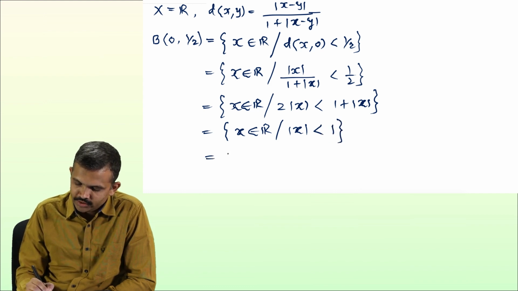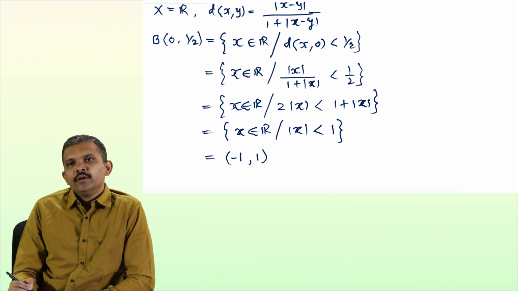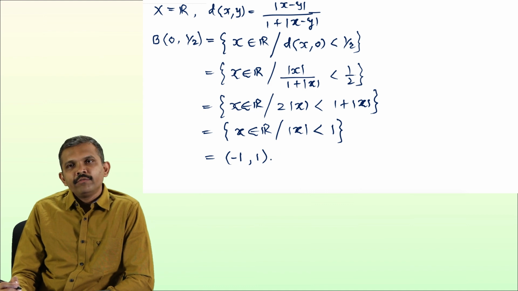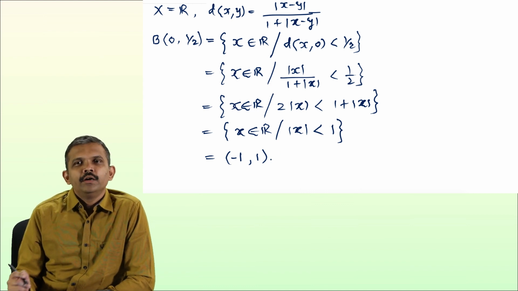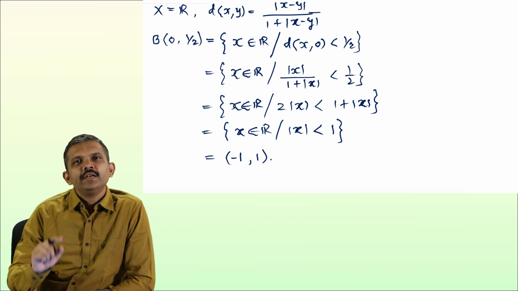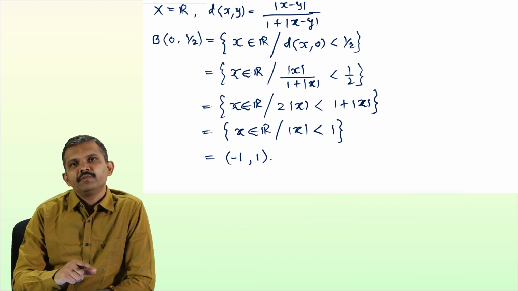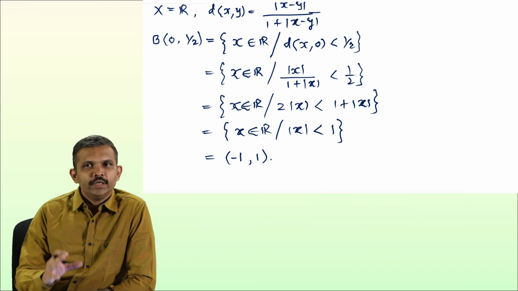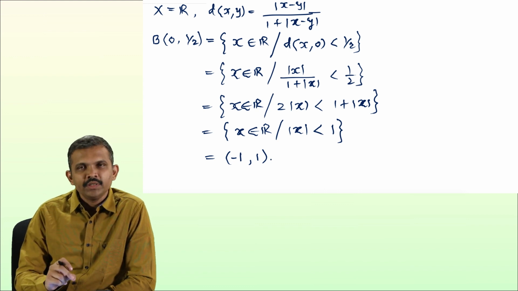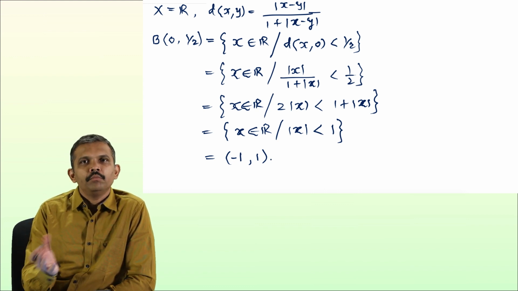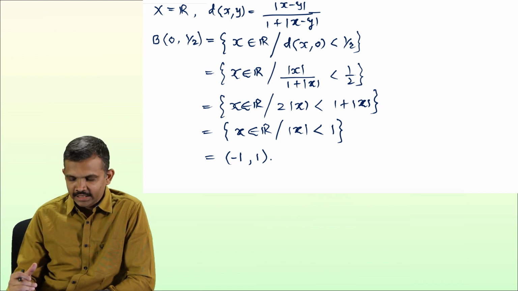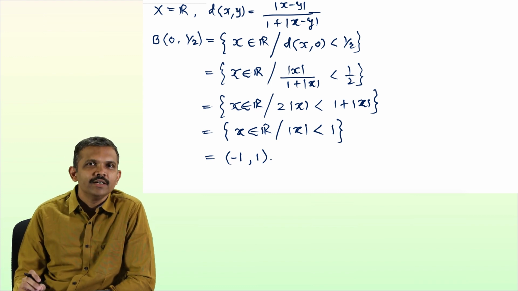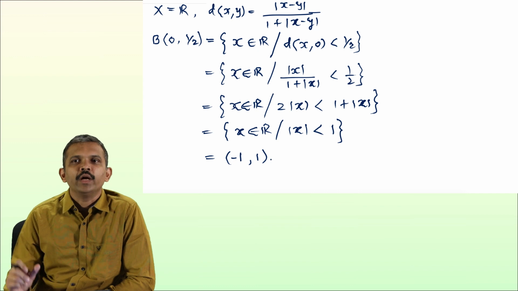And then you can see that it is nothing but an open interval minus 1 to 1. So, if you observe carefully, in the earlier metric, although the set was the same, because the metric was different, the structure of the open ball changes. In the earlier example, the same open ball B(0, 1/2) is going to be minus half to half, whereas here for this particular metric it changes to the open interval minus 1 to 1.